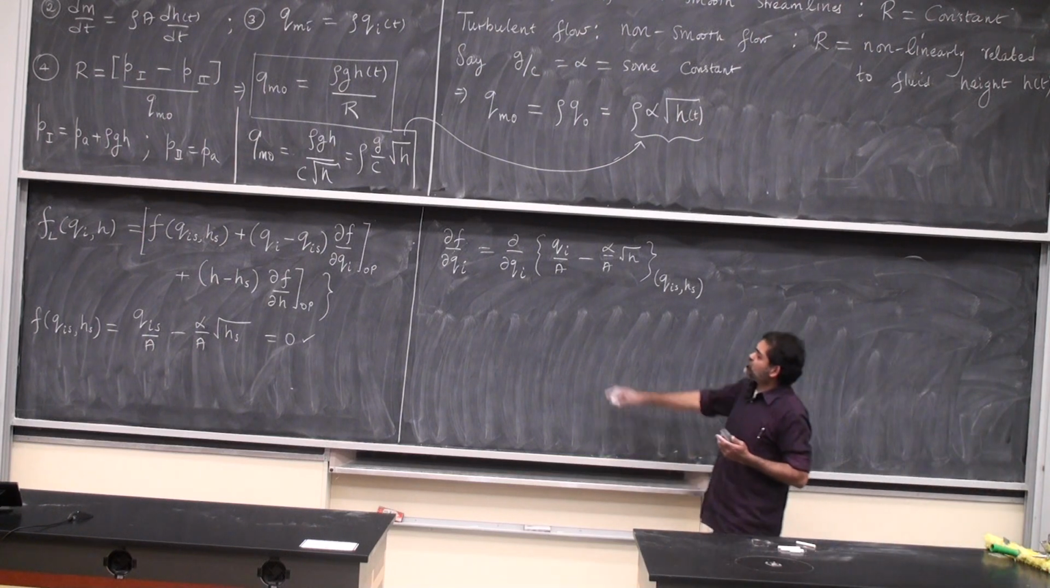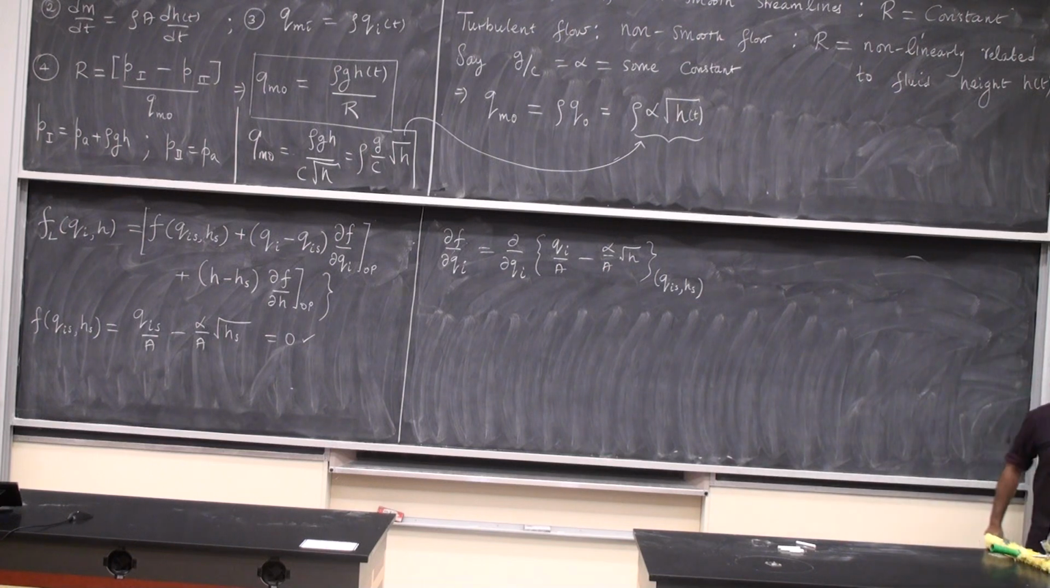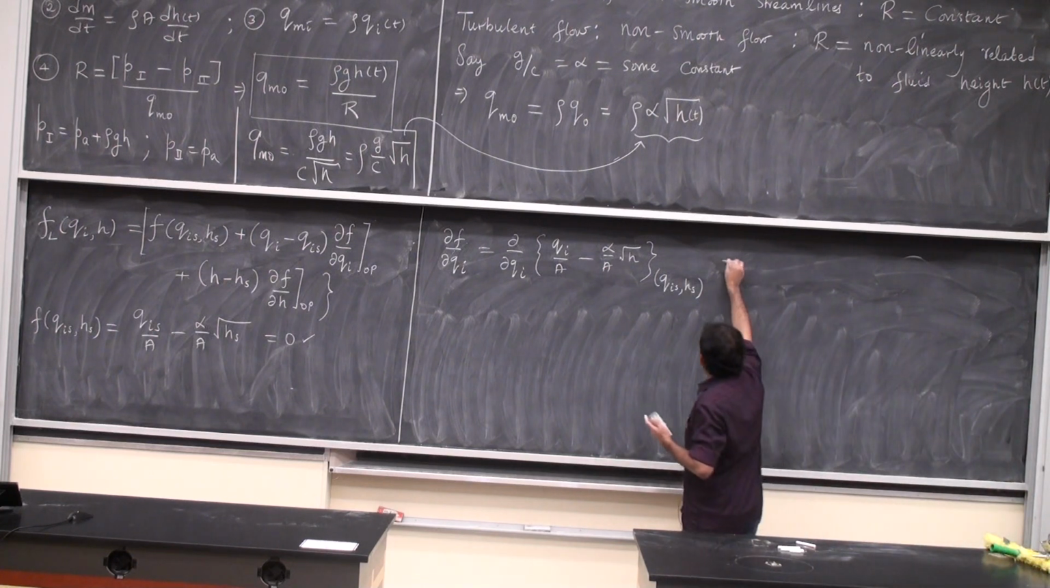How do I differentiate this? There is only one term containing qi, that's why you have a partial derivative, because there are two time-varying functions here. So this is just going to be 1 by a.